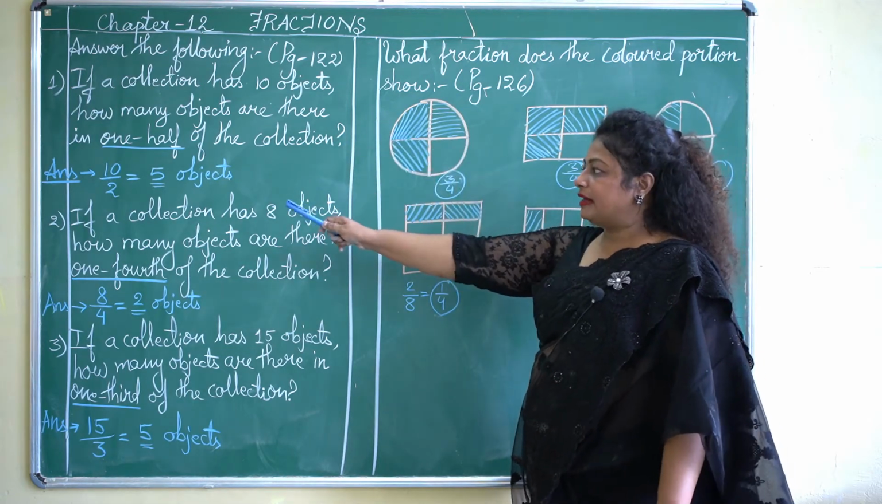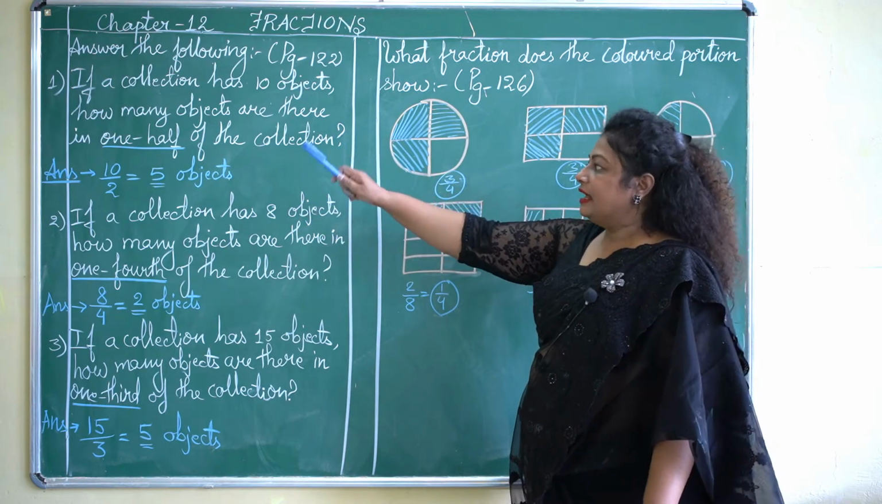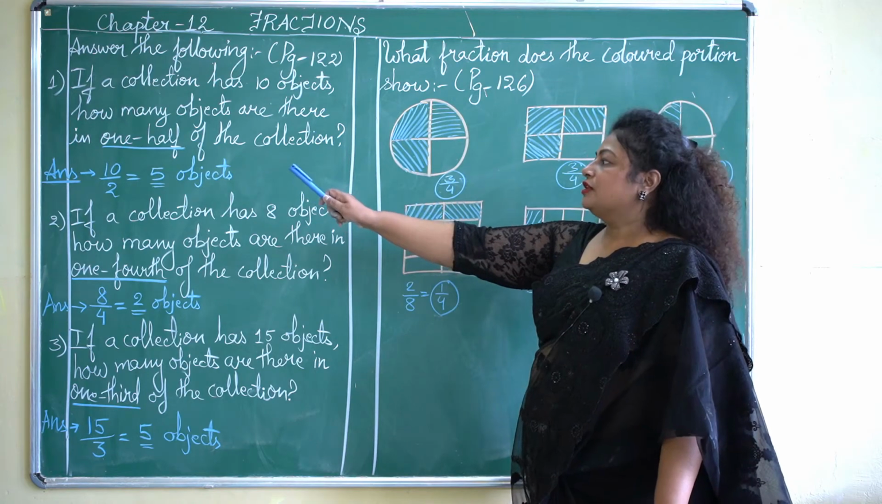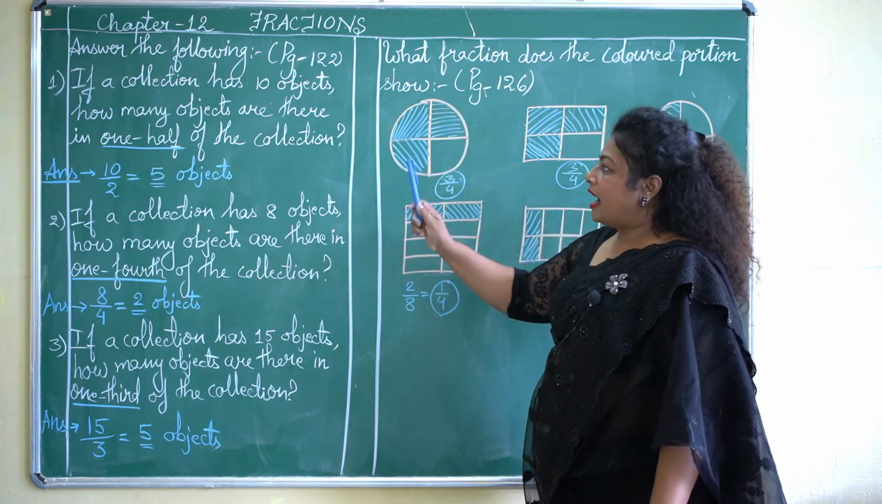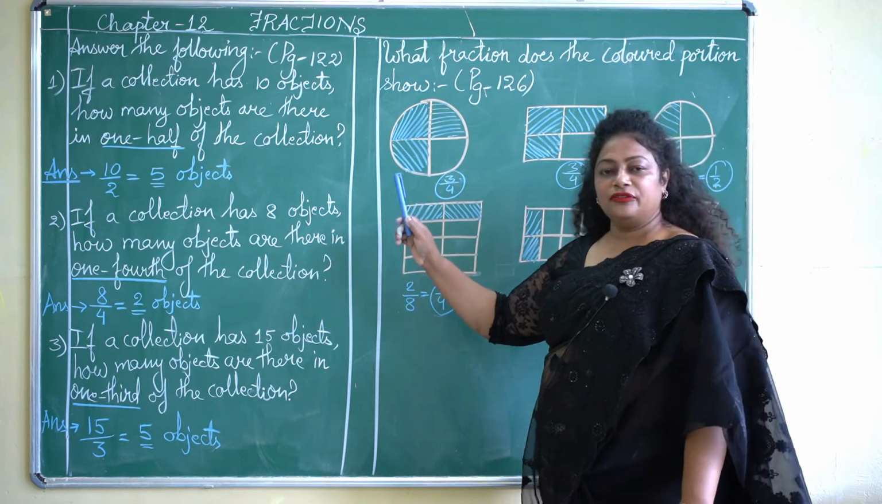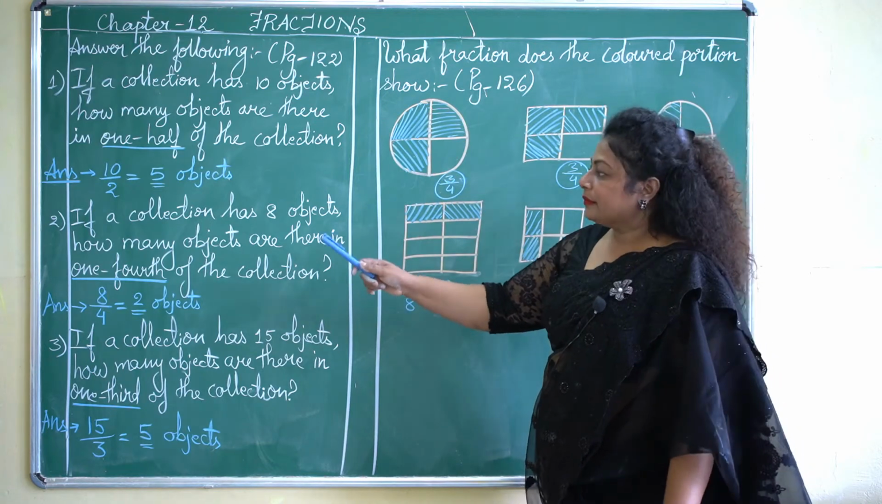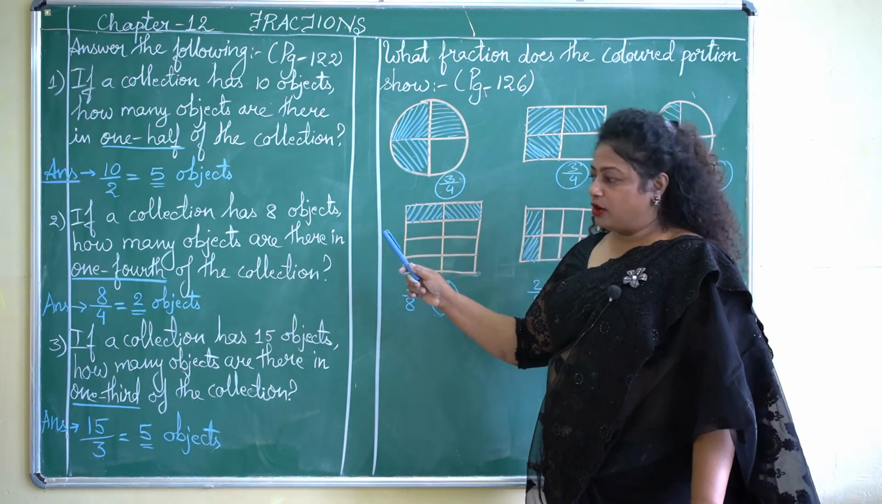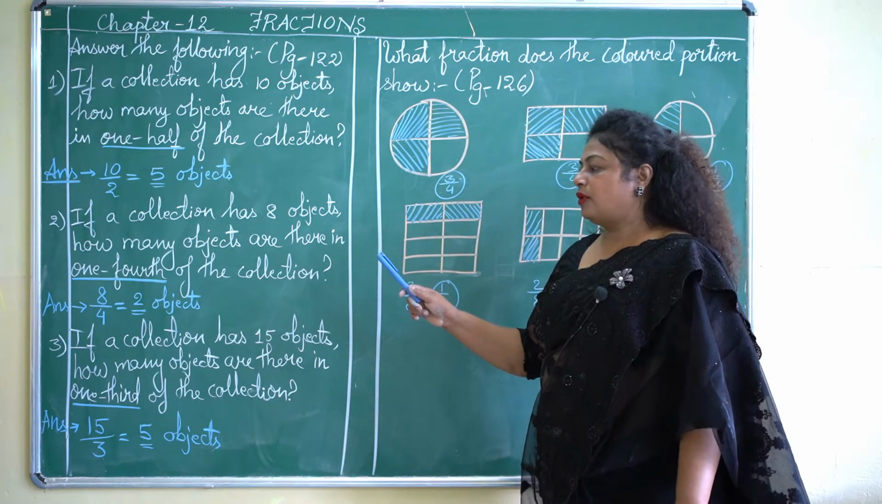See, in the solution part I have written total number of objects. Total number of objects are 10, and we have to find the half of it. So 10 by 2 will give you 5 objects. That means half of 10 objects will be 5 objects. Children, I am reading out to you the next question. If a collection has 8 objects, how many objects are there in 1/4 of the collection?